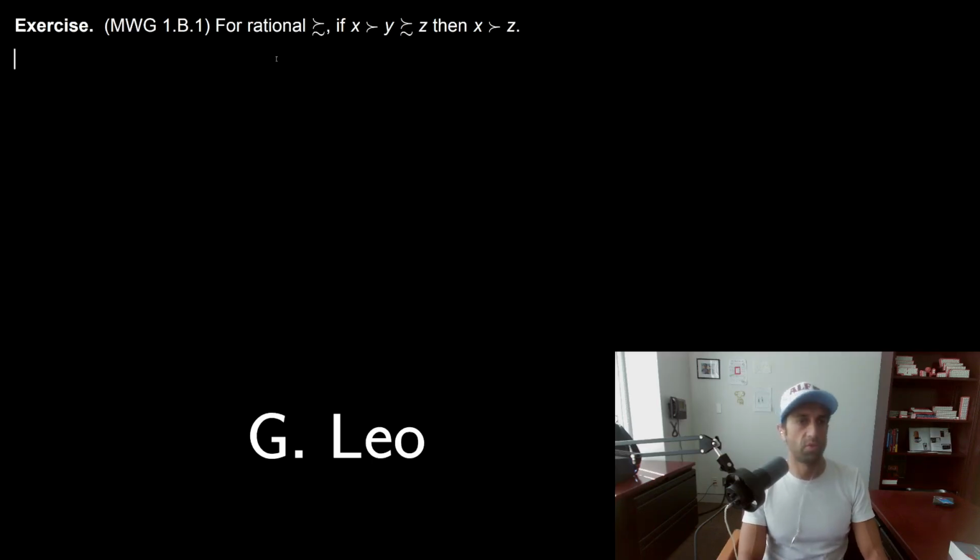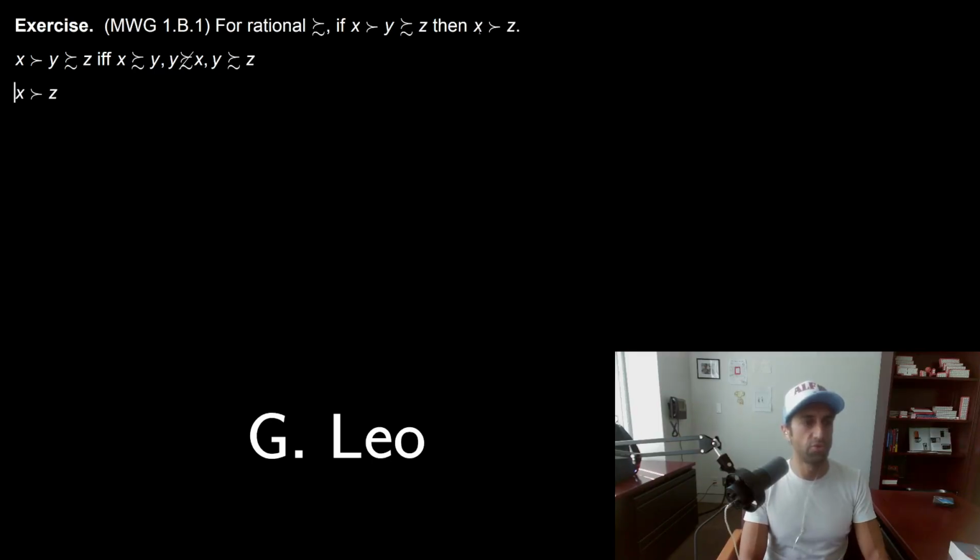So let's write down what we know. We'll start here. This is true if and only if x is at least as good as y and y is not at least as good as x, to get the strict relation. And y has to be at least as good as z. Now we want to show that x is strictly better than z.